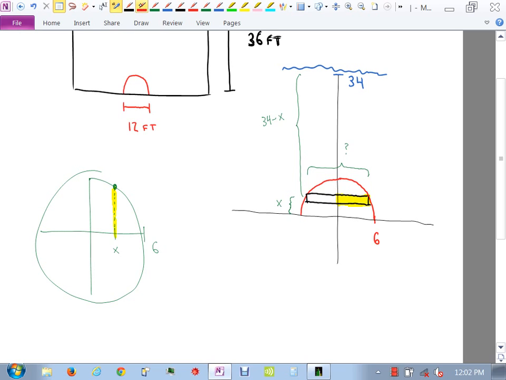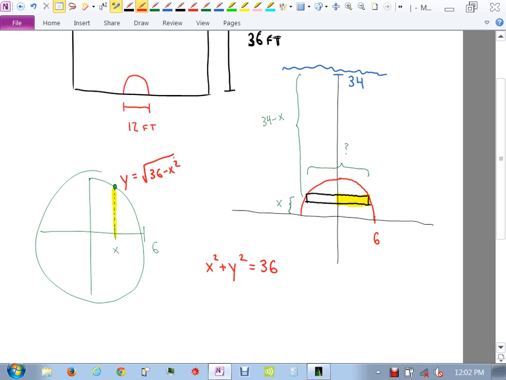What's the equation of a circle? Of my circle right here. X squared plus y squared equals r squared, 36. Can I solve that for y? Yes. Solve it for y. Take the square root. Y equals the square root of 36 minus x squared. Right? Now, that's why I oriented it at the origin. That's why I oriented my circle where I did.